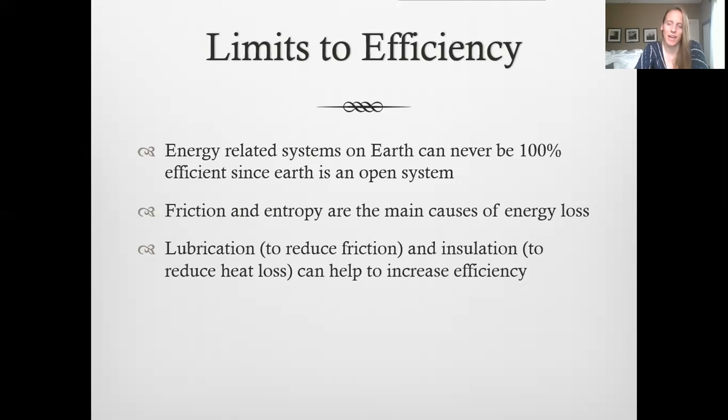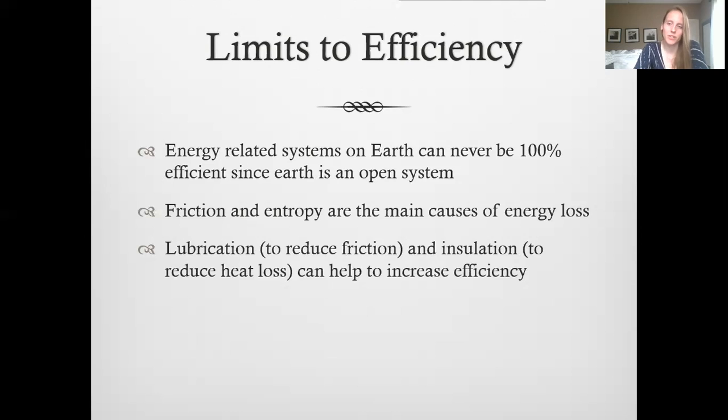Of course, no engine system or any system for that matter here on Earth will ever be 100% efficient. No system that we have here on Earth exists in a vacuum. So you'll never have 100% efficiency. Friction and entropy are the main causes of energy loss, and friction in this case also includes air resistance.